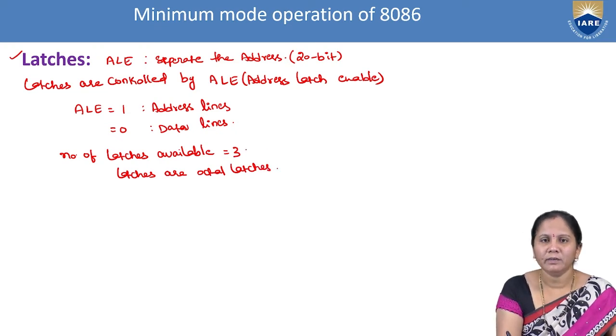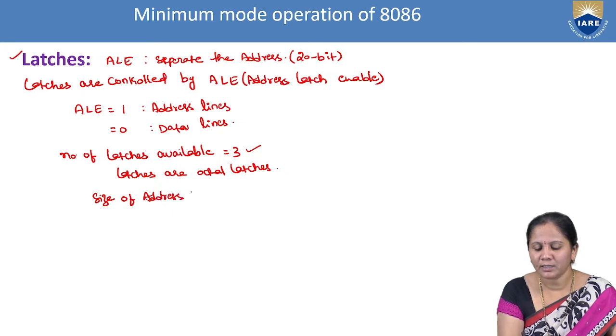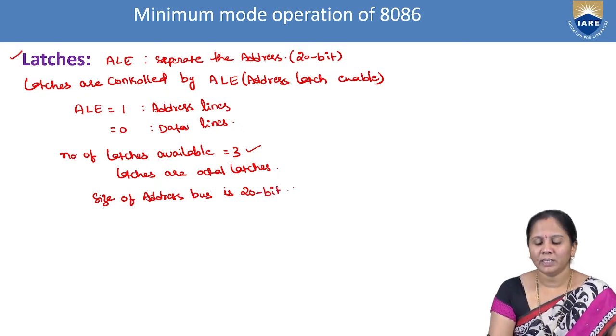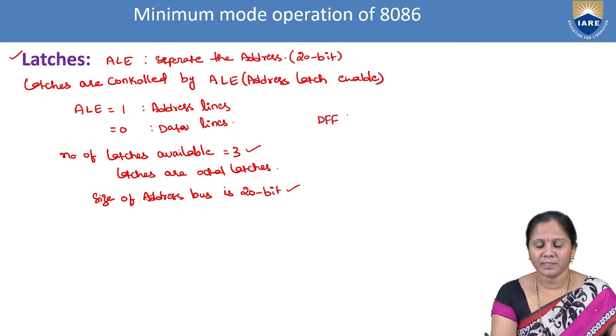Why? Because we have to use 3 latches, since the size of the address bus is 20 bit. That is why we compulsorily have to use 3 octal latches. And coming to latches, we know they are nothing but D flip-flops, and we have already discussed the operation of a D flip-flop by giving the clock signal.